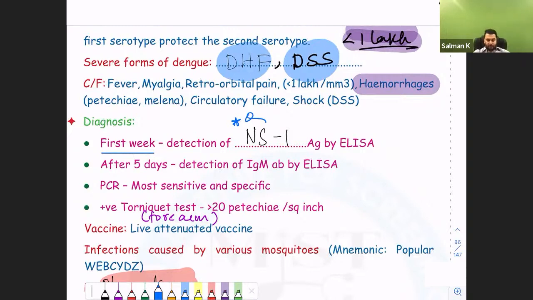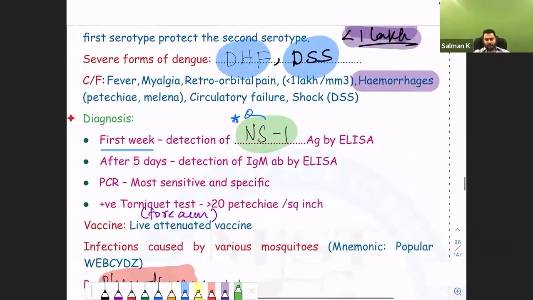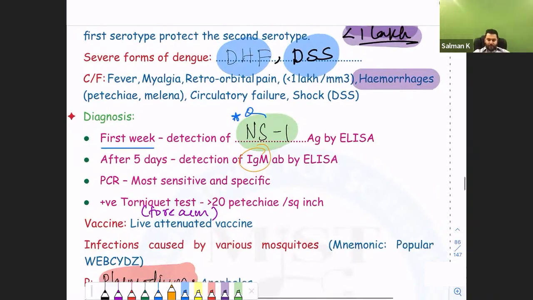At least 1 week, remember. So that's why in the first week, if you want to diagnose, you should look for the NS1 antigen. You should look for what? NS1 antigen. It's one antigen of this virus. Just look for that. And 5 days later, the first antibody to appear is IgM as usual. So IgM will be detected. Okay, so that's about that. I hope everybody understood this.